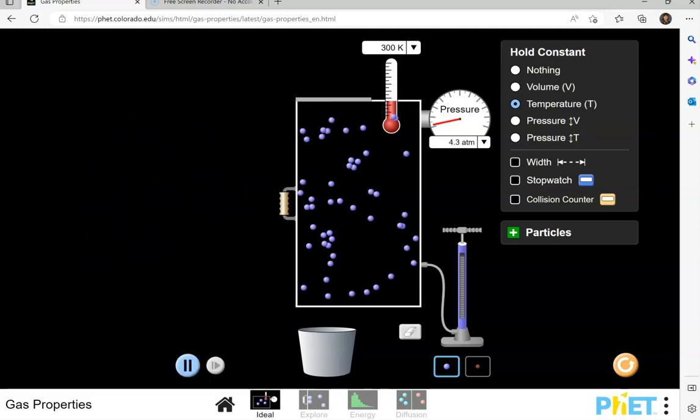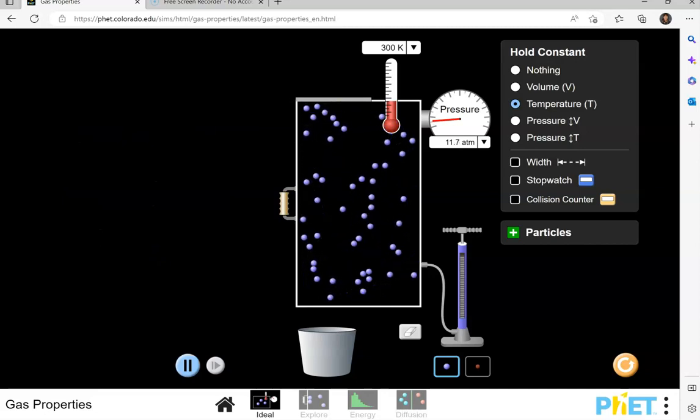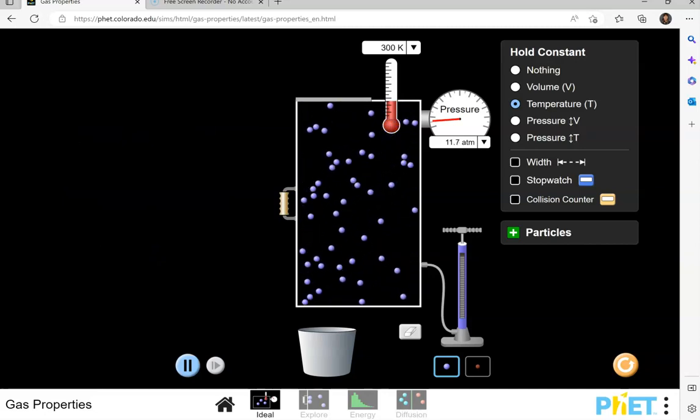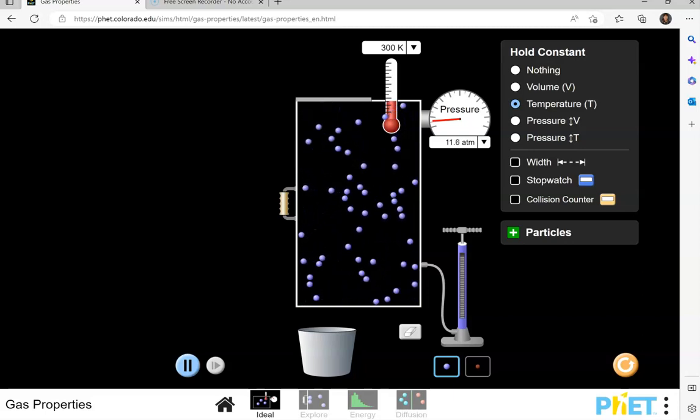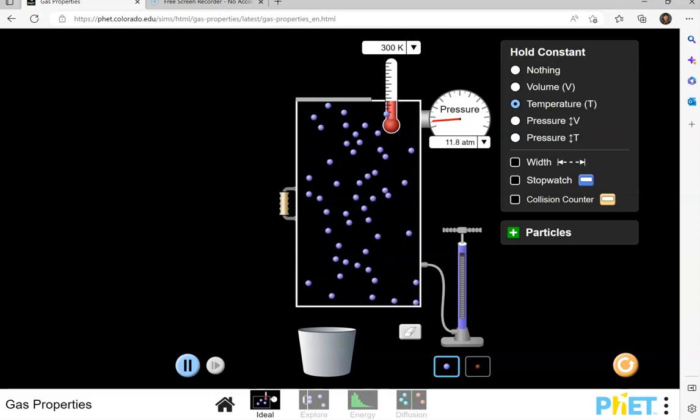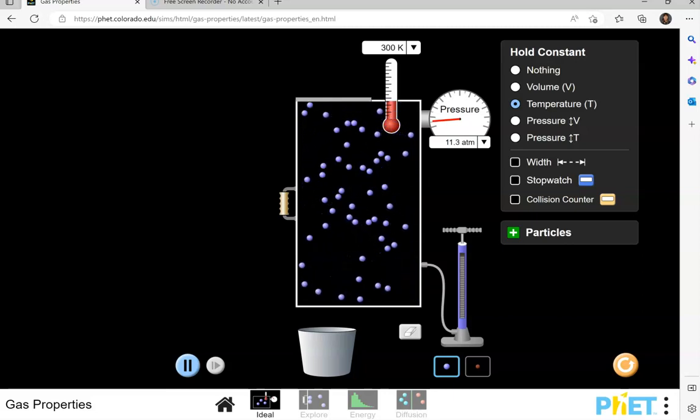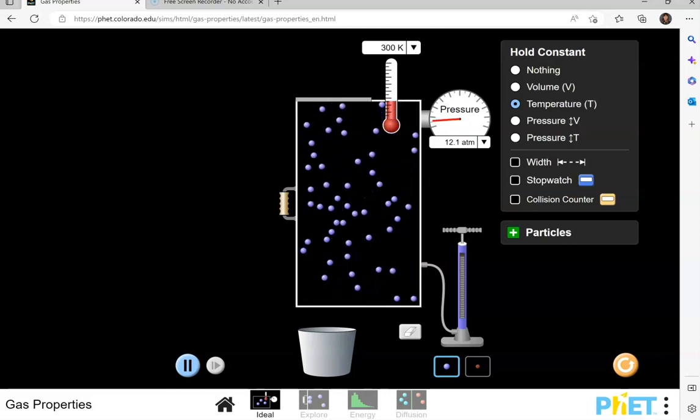Versus if we decrease the volume, now they don't have as much space to move around. They're going to hit the sides of the container more often. And again, how often the molecules are hitting the sides of the container, every time they hit the side of the container, that exerts a force. That is what pressure is.